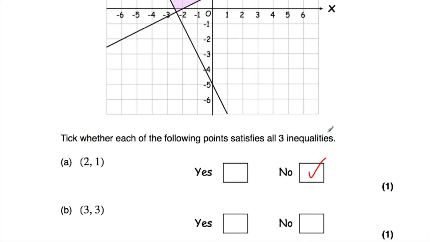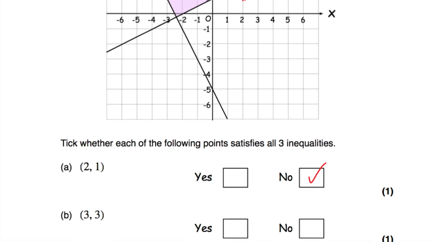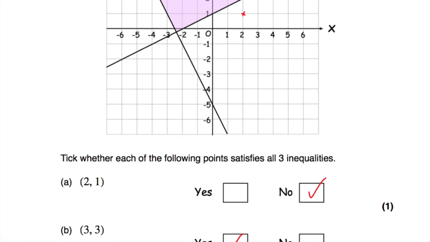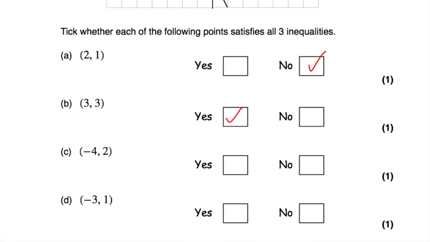Okay, B, the point 3, 3. So if we go up here, 3, 3, let's plot it. 3 across, 3 up will be there. It's in the region that satisfies all three inequalities, so yes, it does. So let's tick that one. Negative 4, 2. So negative 4 would be there, 2 up would be there. No, it's not in the region, so no.